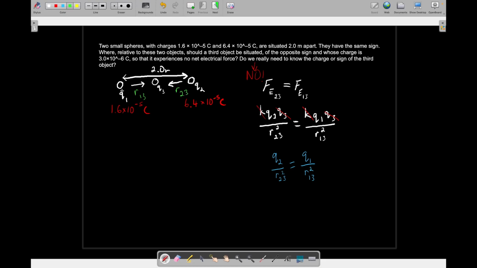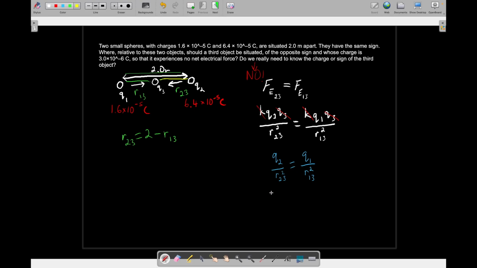Object 1 and object 2 are separated by a total of 2 meters. What we can do is write R23 as 2 minus R13. Because if you think about it, you have 2 meters here, that's the full 2 meters, and then you have this distance here of R13. If you do 2 minus R13, you get R23.